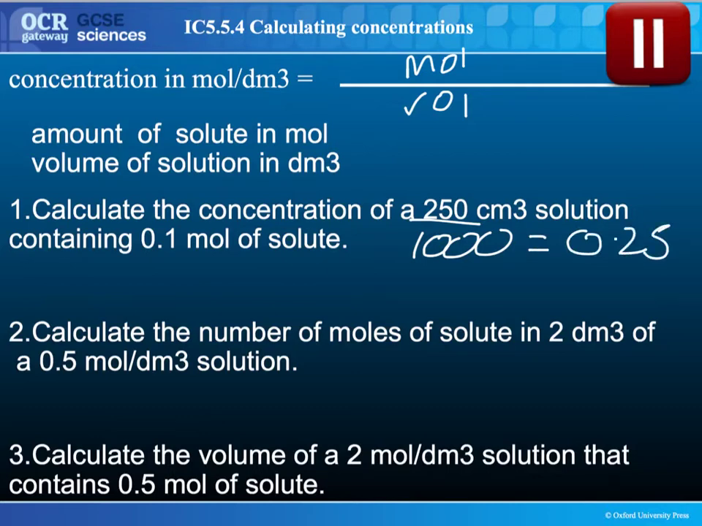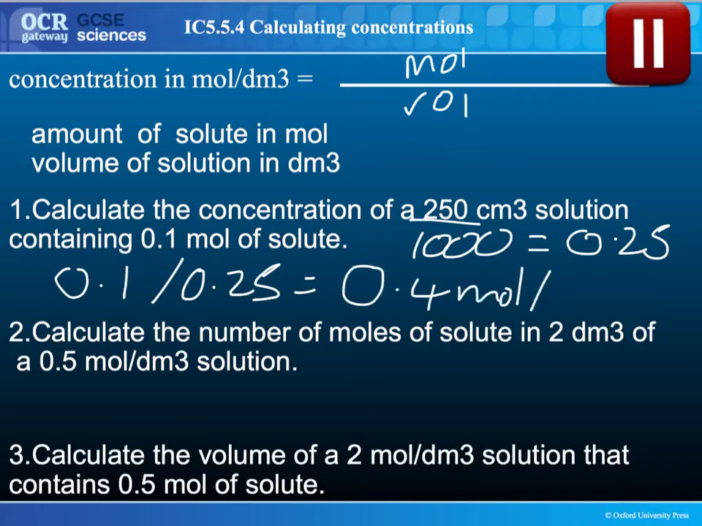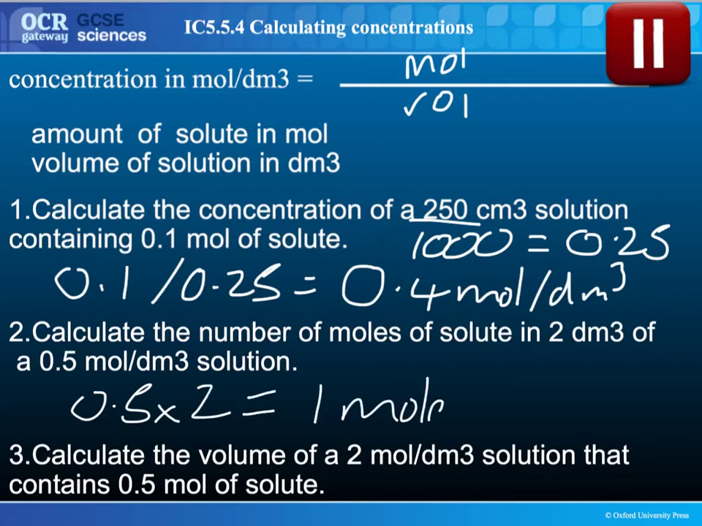And if you do 0.1 divided by 0.25, that gives you, I believe, 0.4 mol per dm3. In the second question, we're working out the number of moles, so you need to do the concentration, which is 0.5, multiplied by the volume that you have, which is 2, which gives you 1 mole of solute in 2 litres of a 0.5 mol per dm3 solution.